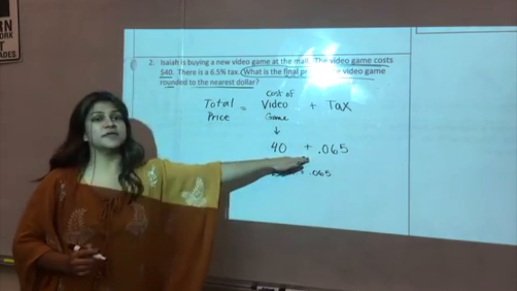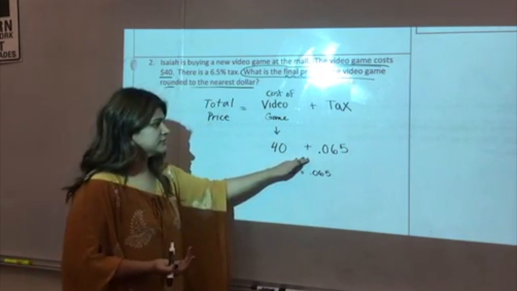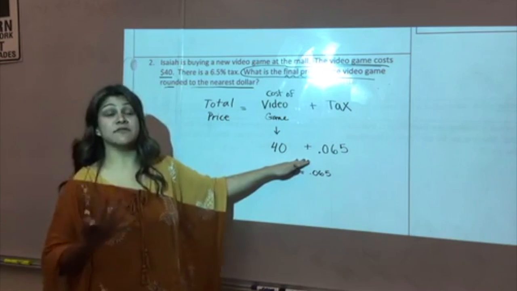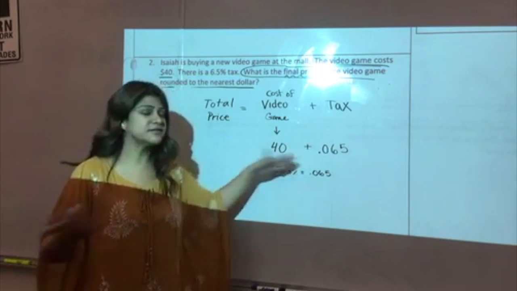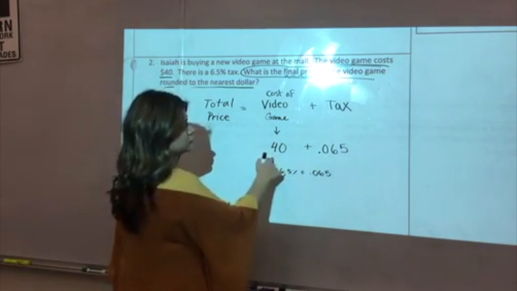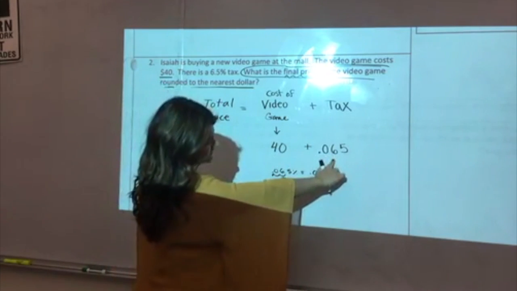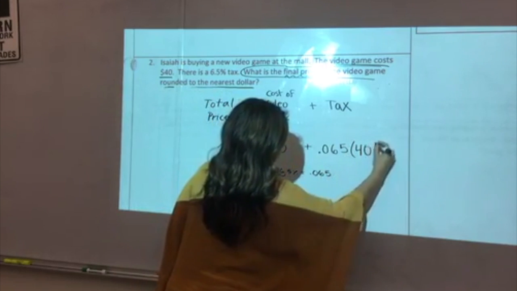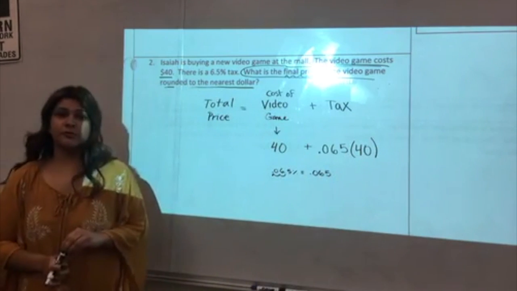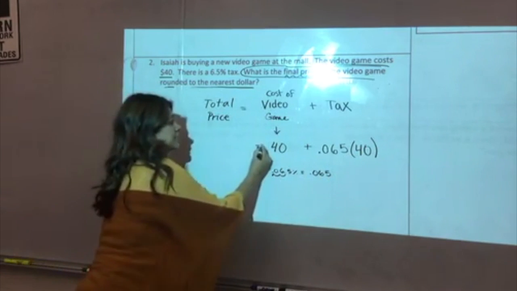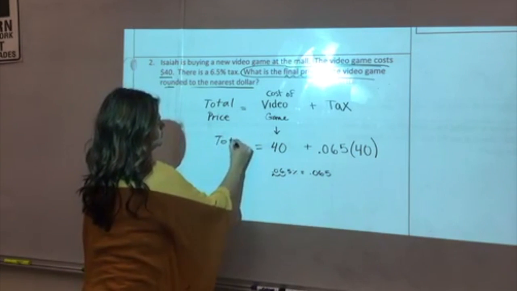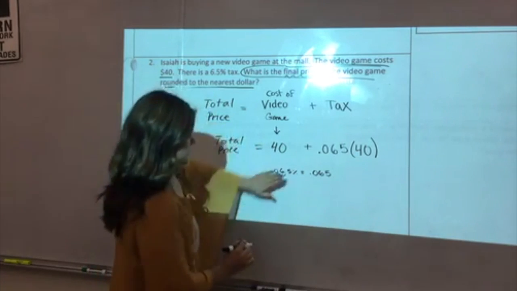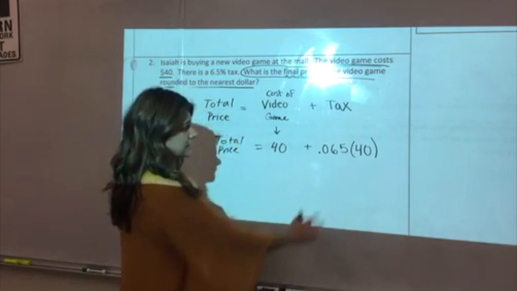Now, a percent of a value depends on what the value is. If I found 10% of 100, that's 10. If I found 10% of 1,000, that's 100, right? So it does depend on what you owe. So 6.5% of 40 is what we would put there. And that should give us our total price. Now, let's go ahead and do the math.